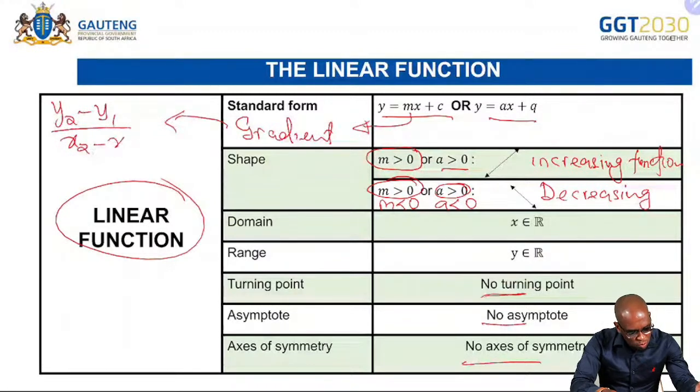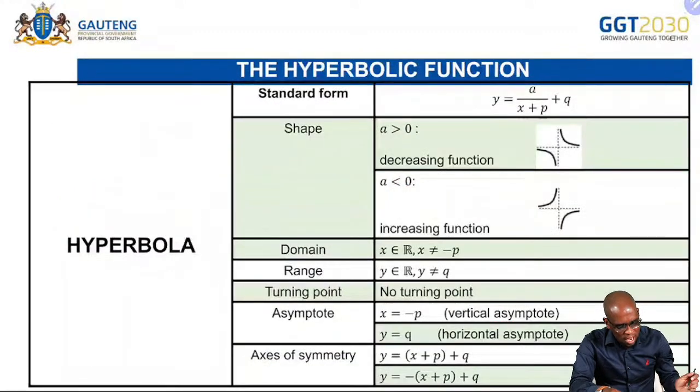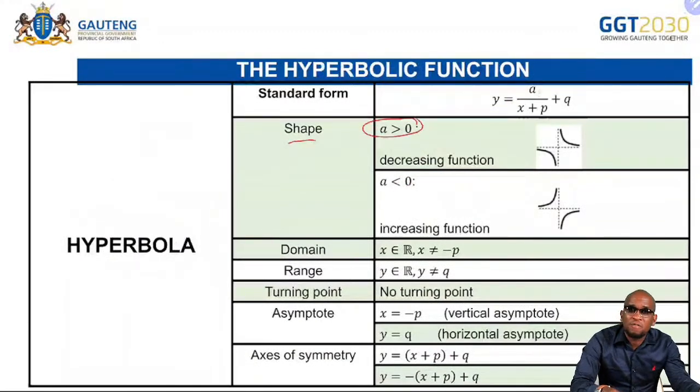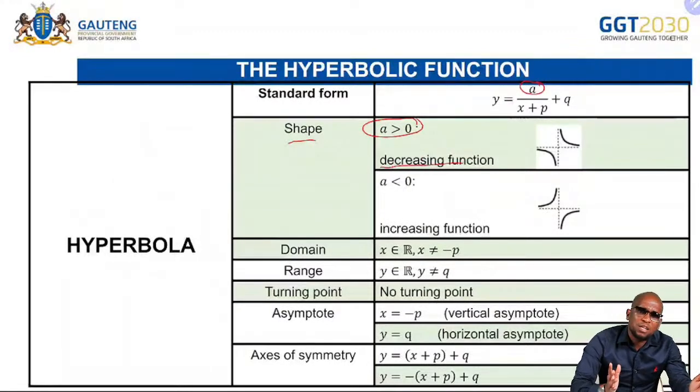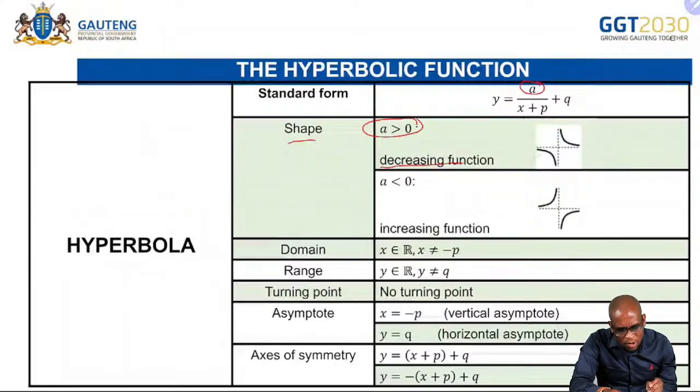Right, moving on, we get to the hyperbolic function, the rectangular hyperbola. Now, the shape here also depends on the value of a. The parameter a tells us about the shape, the sign of a. If a is positive, then we get that this is a decreasing function. If you look at these two arms, the one on the first quadrant and the one on the third quadrant, you will see that when x increases, y is decreasing.